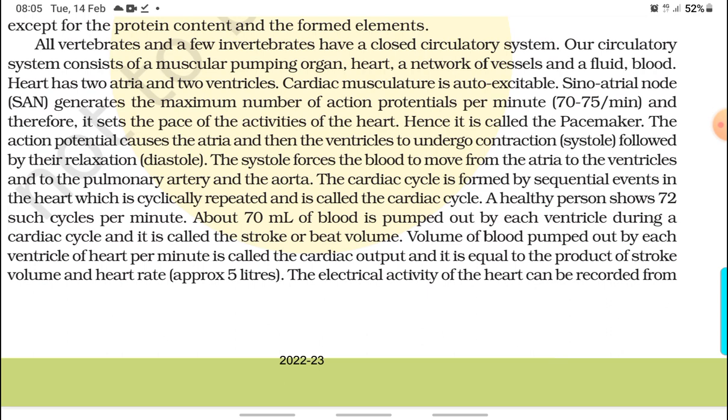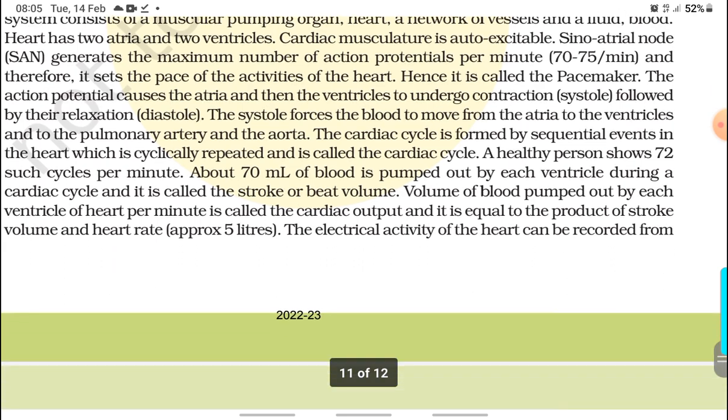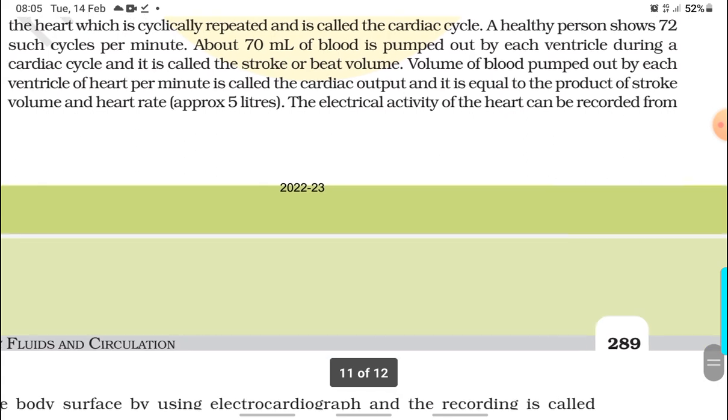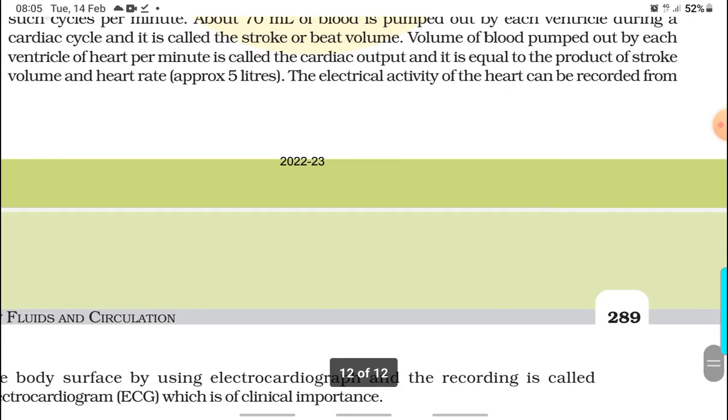The action potential causes the atria and then the ventricles to undergo contraction, or systole, followed by the relaxation, diastole. The systole forces the blood to move from the atria to the ventricles and to the pulmonary arteries and the aorta. The cardiac cycle is formed by sequential events in the heart which are cyclically repeated. A healthy person shows 72 such cycles per minute. About 70 ml of blood is pumped out by each ventricle during a cardiac cycle, and it is called the stroke or beat volume.